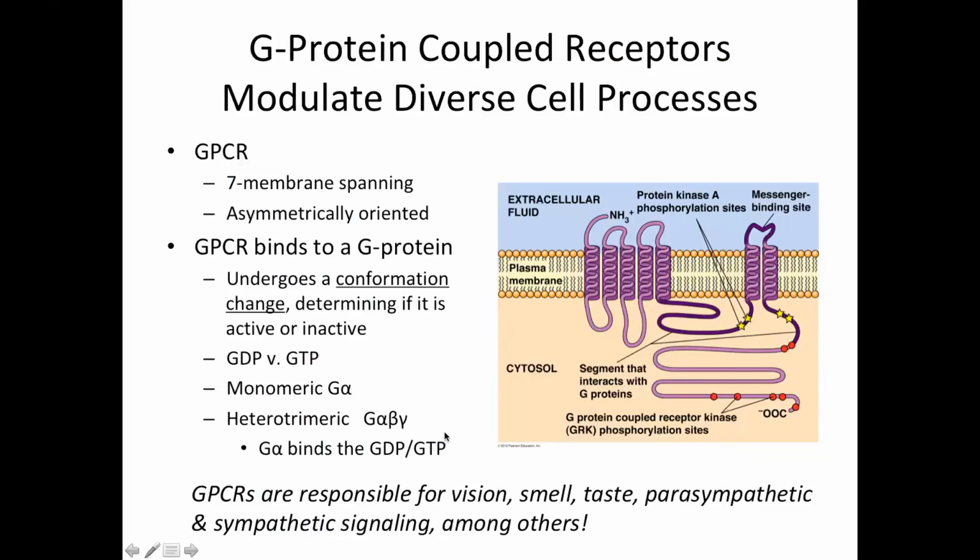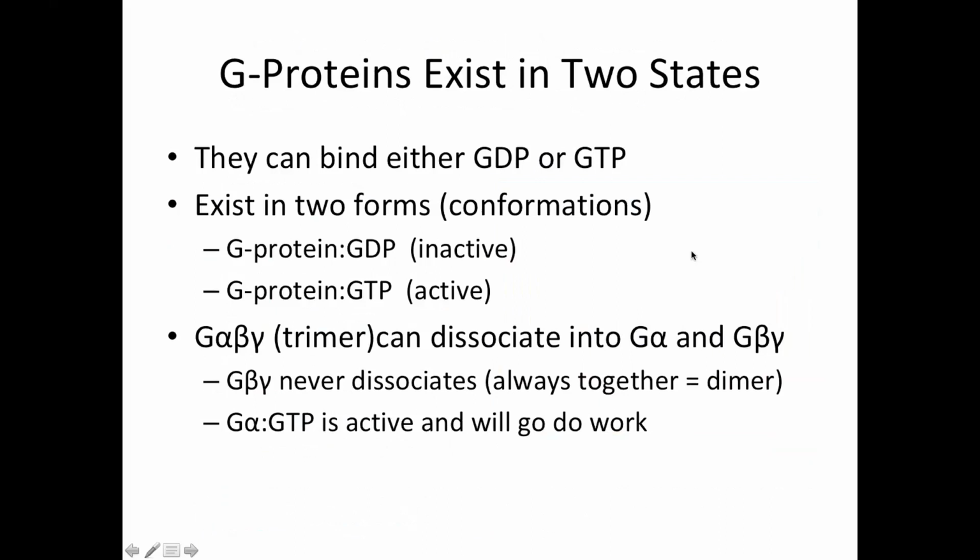GPCRs are used throughout the body. They're used for vision, for smell, for taste, for our sympathetic and parasympathetic signaling. And again, the G protein, the part intracellular, can exist in 2 states, either the active form when GTP is bound or the inactive form. Now, what happens when it becomes activated is the heterotrimer is going to dissociate. And the G alpha, which is bound to GTP, is active and can go and do work. And then the G beta gamma, those stick together. They always exist as a dimer.